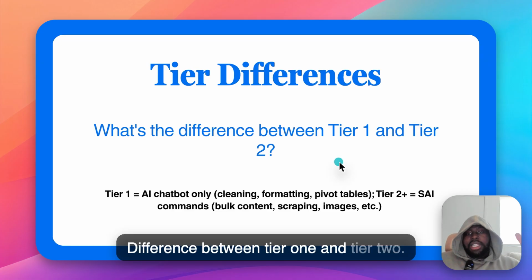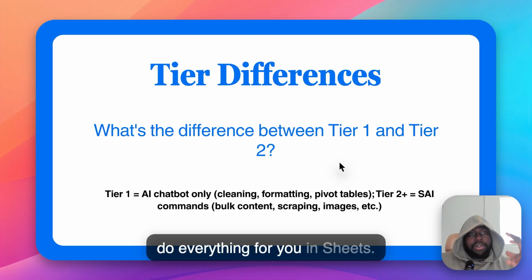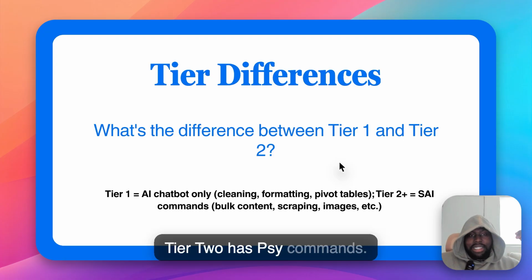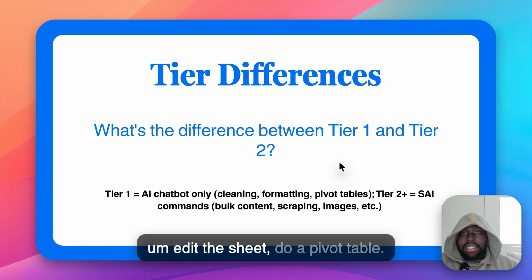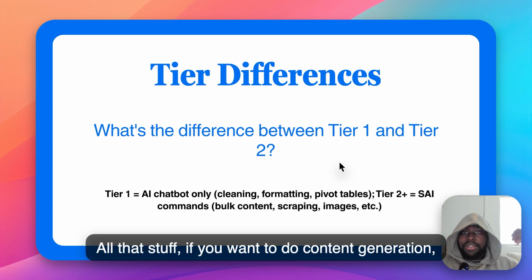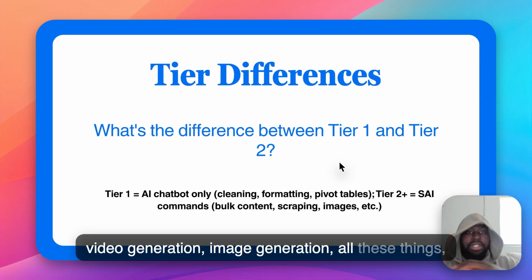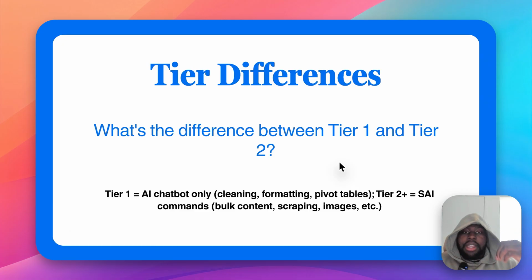Difference between tier 1 and tier 2. So tier 1, it's only the AI chatbot. That is the AI agent that could do everything for you in Sheets. Tier 2 has side commands. Now, let me just stress this. If you do anything that's more than just edit the sheet, do a pivot table, all that stuff, if you want to do content generation, video generation, image generation, all these things, you need tier 2 or more. If all you do is just cleaning data, then tier 1 should be good enough.